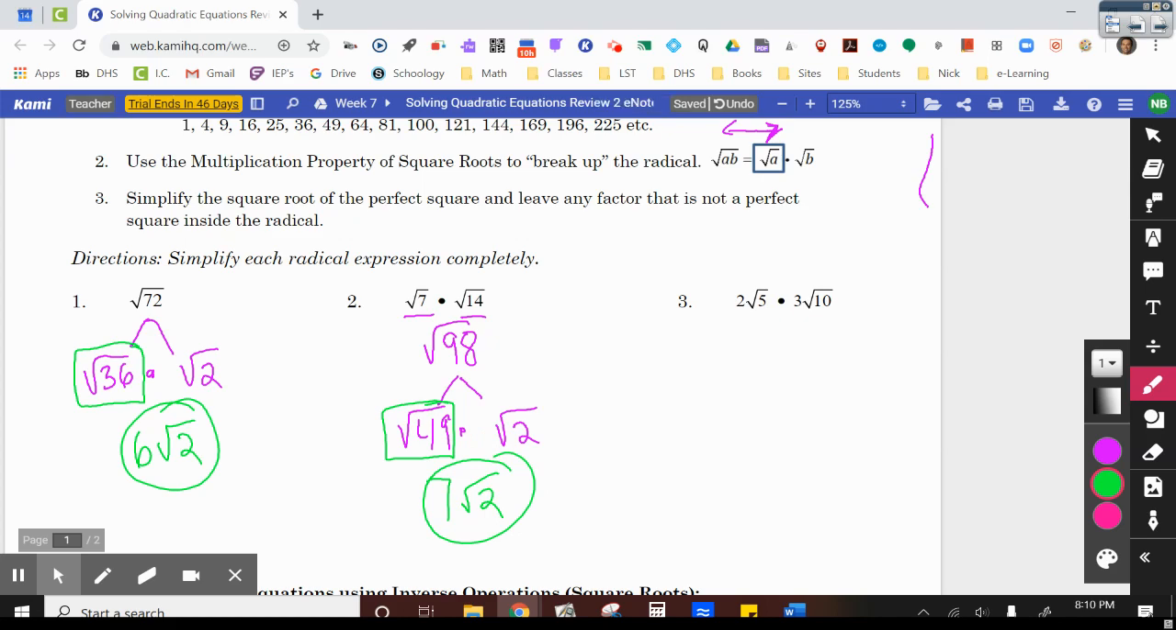In example 3 here, I have 2 rad 5 times 3 rad 10. In this case, I have numbers on the outside, so I'm just going to simply multiply those numbers on the outside together.